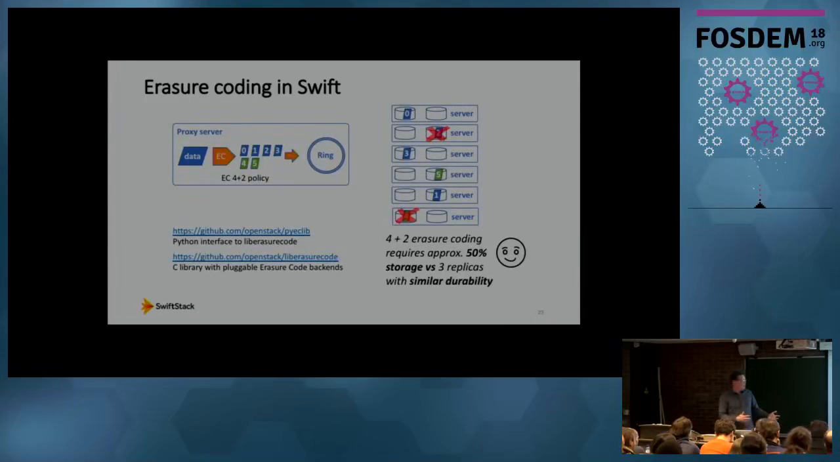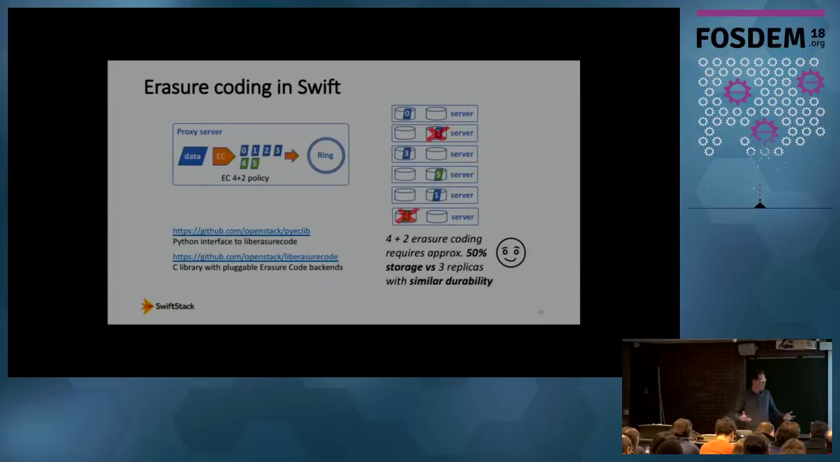So as I said before, the ring is always trying to disperse fragments across the storage pool, and we end up with one of these fragments on each of our servers on a disk, which means that we can lose 2 disks and still reconstruct our object data. And we're using approximately 50% of the storage compared to a 3 replica scheme, which gives us similar durability. So that's great.